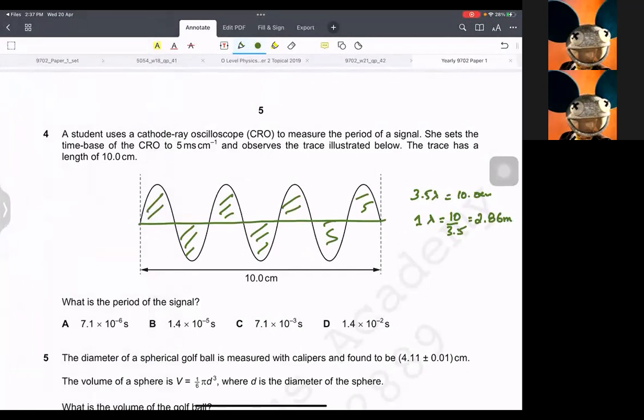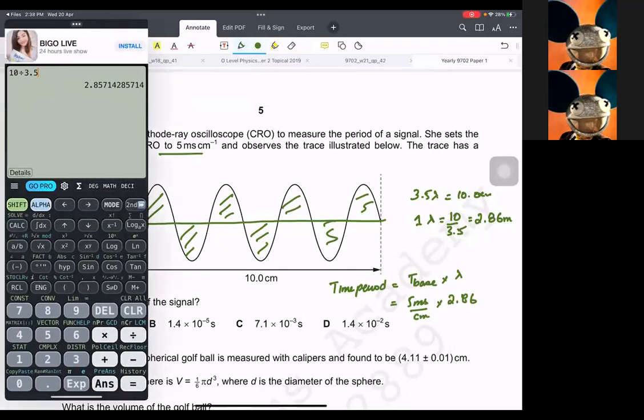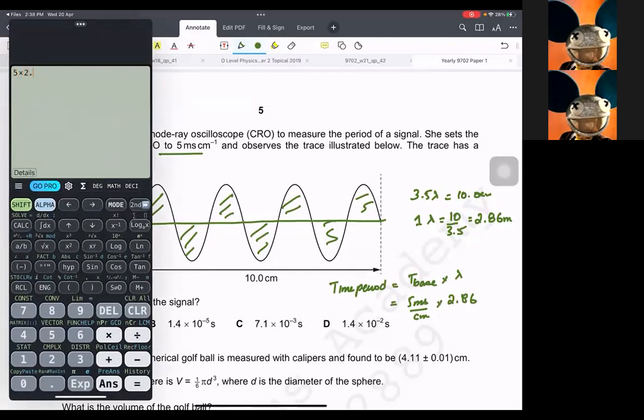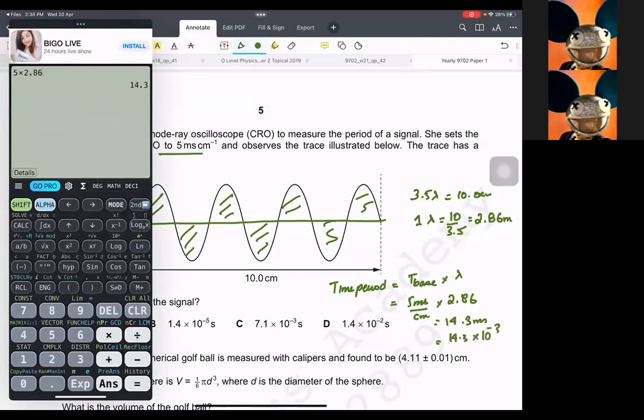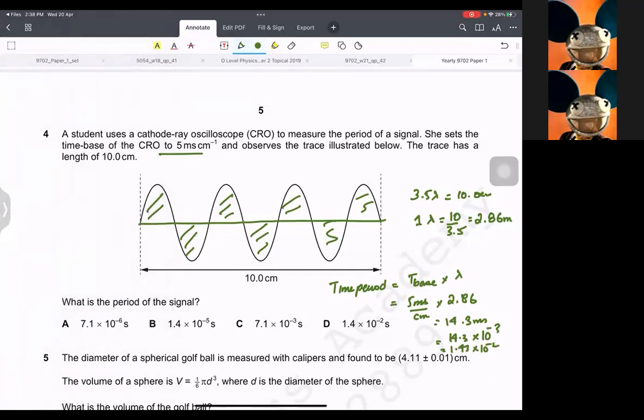So now we have the time base. So time period is equal to the time base multiplied by the wavelength. So time base is 5 multiplied by 2.86. Okay, so 5 into 2.86, that is 14.3 milliseconds. So 14.3 times 10 raised to minus 3, 10 raised to minus 2. 1.4 times 10 raised to minus 2 has to be D.